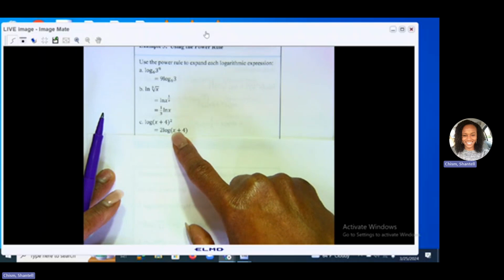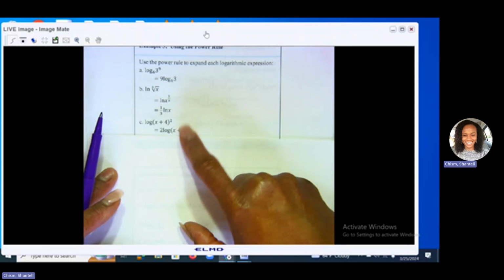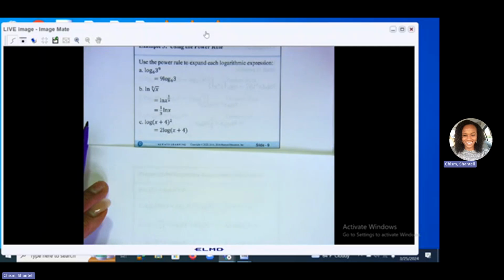If this had been, instead of x plus 4, maybe x times 4, then I would be able to expand this even further with the product rule. But because this is a sum, there's nothing else I can do here. And that will be the answer.